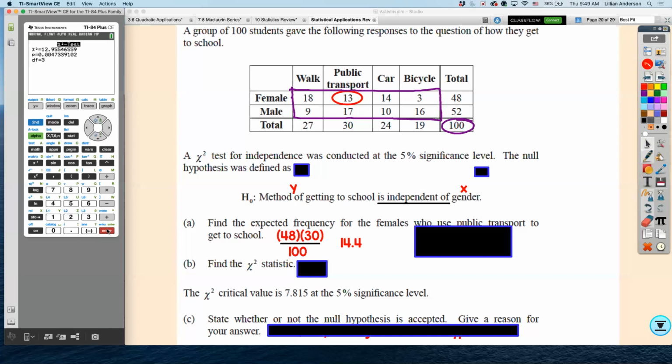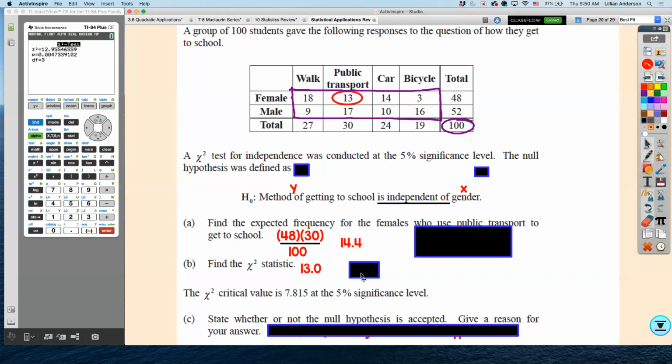Oh, 12 point, oh wait, 13? Just 13? Yes. 13.2. It has to be 13.0. Don't forget, anytime you have to round up to the next whole number, you need to put that 0.0 there for your 3 significant figures.